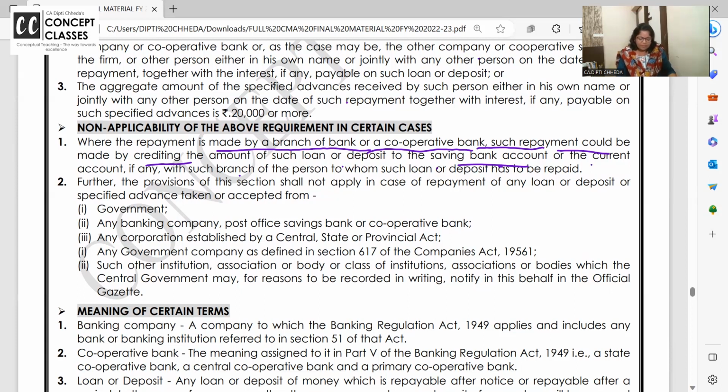Is it allowed? Yes. Further, this will not apply in case of repayment of loan or advance taken or accepted from... Acha, I have taken a loan from the government. Can I repay the government in cash? Yes. Banking company and cooperative societies, government, which are... one second. Government companies defined in 617, specified government companies, nidhis, mutual funds, whatever they are, such institutions.